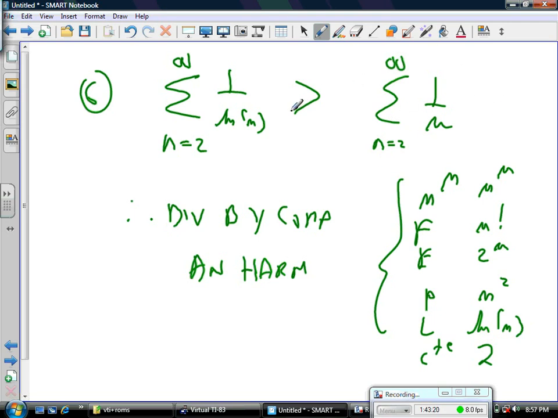So this blows up worse because it's bigger. Why is it bigger? Because this denominator is smaller. If this denominator is bigger, this fraction is smaller. That thing's bigger, it blows up. Okay? So that's the game for the comparison test. And if it's really hard to figure out how to make the comparison, this comes in handy. Okay?